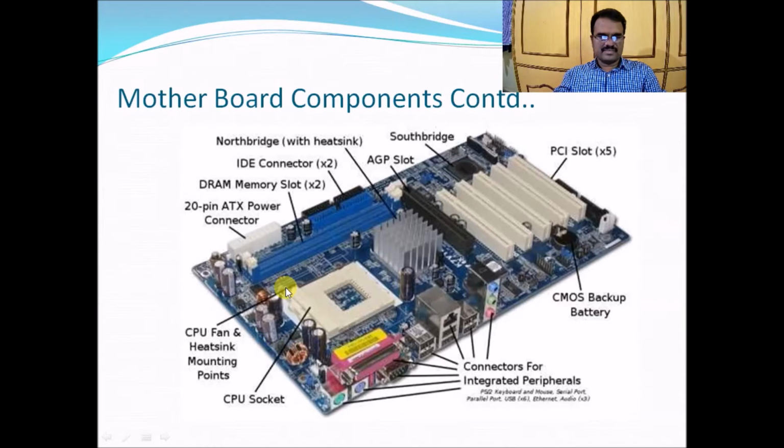heatsink mounting points. This is a CPU socket, the yellow-white one, and these are connectors for integrated peripherals. These are all integrated peripherals: PS2 mouse and keyboard, parallel port, serial port, USB ports, LAN port, and audio ports. This is a CMOS backup battery. So this is another motherboard type having components on it.